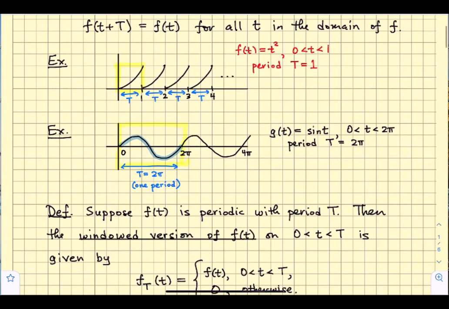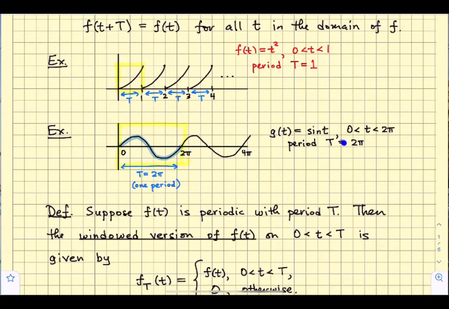Another example would be if you take something like g of t equals sine t on the interval from 0 to 2 pi, and you draw one cycle of the sine curve, then we think of this as having period capital T equals 2 pi, and then we copy and paste what we see in that window, so to speak, that one period window. We copy and paste that to get the general periodic function.